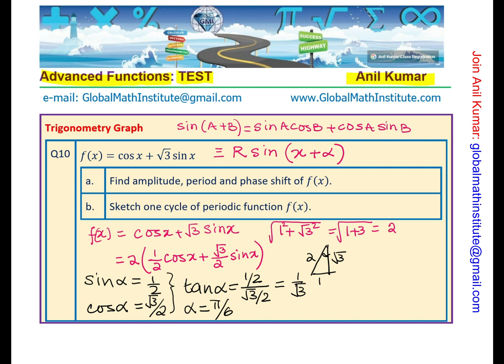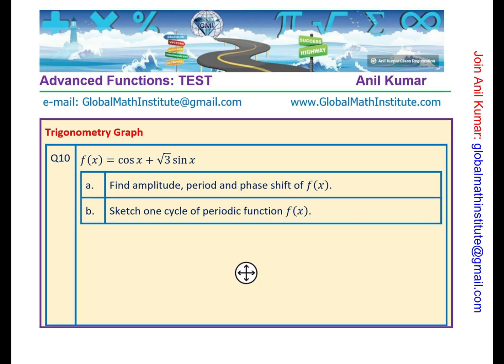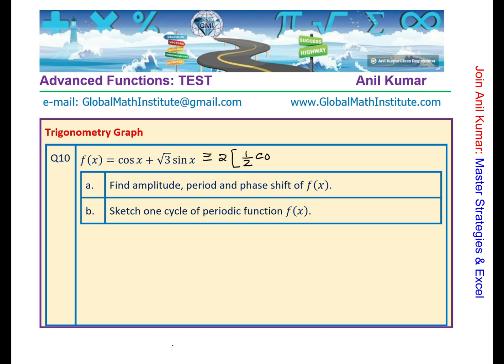So I think now we have understood how do we write this function as a sine function, right? So let's move on to a fresh page and then we'll further work on it. So what we did was we wrote this expression as 2 times half cos x plus square root 3 over 2 sine x, right?